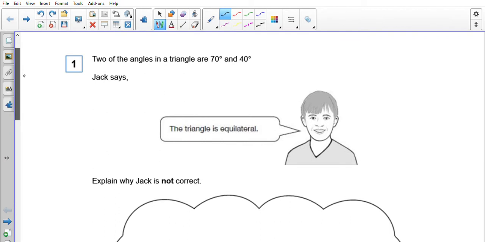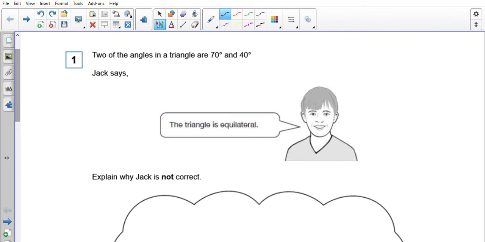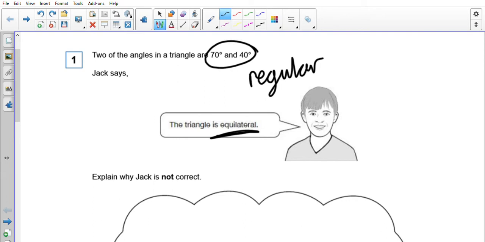Question 1 talks about the angles in a triangle being 70 degrees and 40 degrees. Jack here, our friend, has said that the triangle is equilateral. An equilateral is actually saying the same thing as it is regular. Okay, from our work on shape, we know that a regular means that all the internal angles, all the sides are the same. These internal angles here are not the same, so it's not a regular shape.